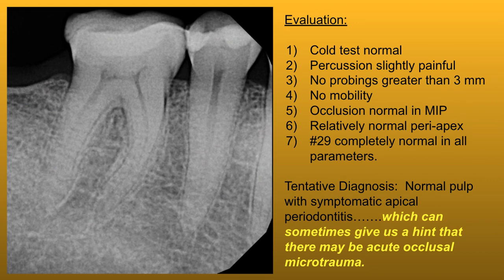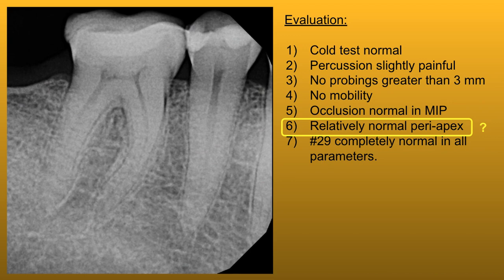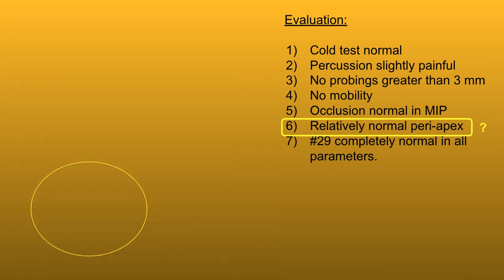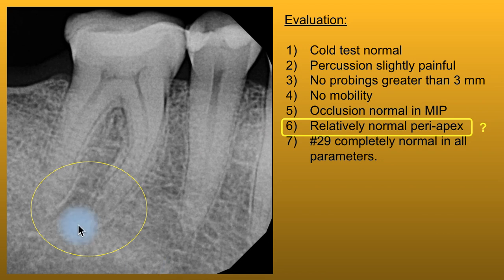Well, this particular diagnosis, if you ever conclude that this is your diagnosis, we can sometimes say this is giving us a hint. And that hint might be that there is an acute occlusal microtrauma. That can come from a variety of different things. So if that's true, I almost always will then say, I'm going to take a closer look at the peri-apex. So if we take a closer look here, one might say maybe there's a little widening here.